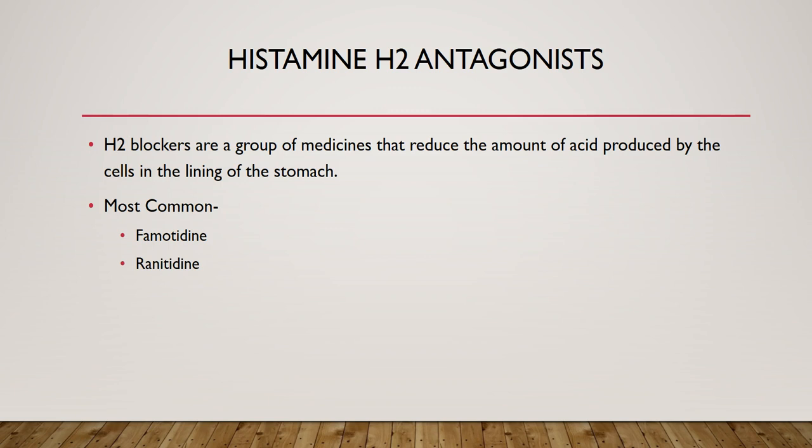Histamine or H2 antagonists. H2 blockers are a group of medicines that reduce the amount of acid produced by the cells in the lining of the stomach. The most common histamine or H2 antagonists are famotidine or ranitidine. Those you actually can find over the counter.